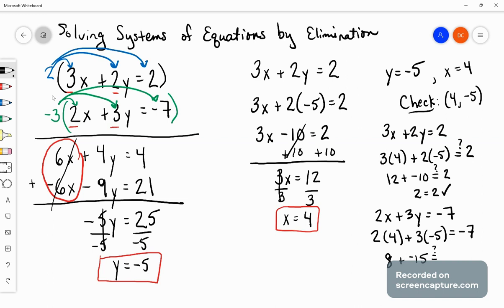Does that equal negative 7? Well, yeah, 8 plus a negative 15 is the same as saying 8 minus 15, which is negative 7. So negative 7 equals negative 7. Check. So our solution is this: 4, negative 5. X equals 4, y equals negative 5. Okay.